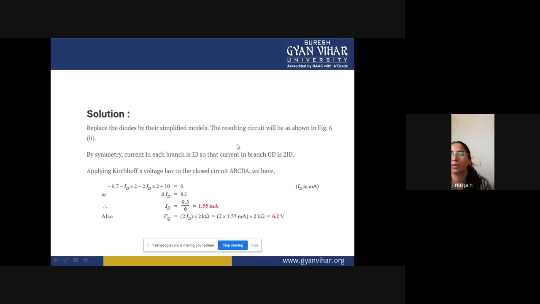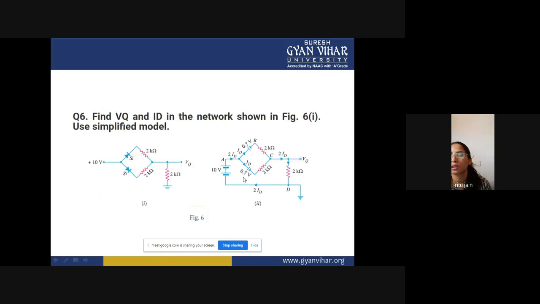Next, by symmetry, the current in each branch is ID, so the current in branch CD is 2ID. Now you have to find out the current ID, the diode current, and the voltage at this terminal. You can see that there are two loops. One loop is here and another loop is here. So you can apply KVL in loop 1 and loop 2. First we apply KVL in this loop.